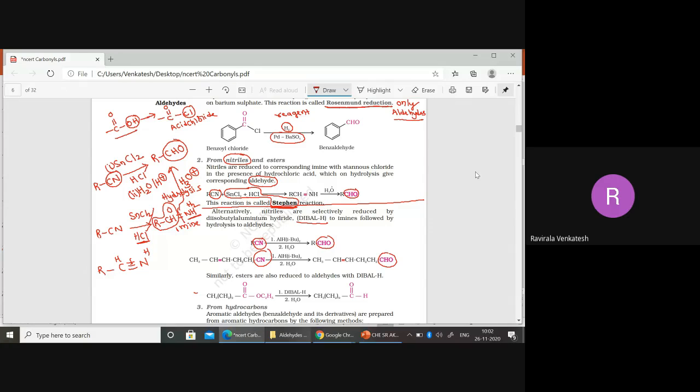D for what? Di. I for what? Iso. B for what? Butyl. And A for what? Aluminium. And hydrogen, DIBAL-H. Hydrogen for this. Now isobutyl, it looks like this.